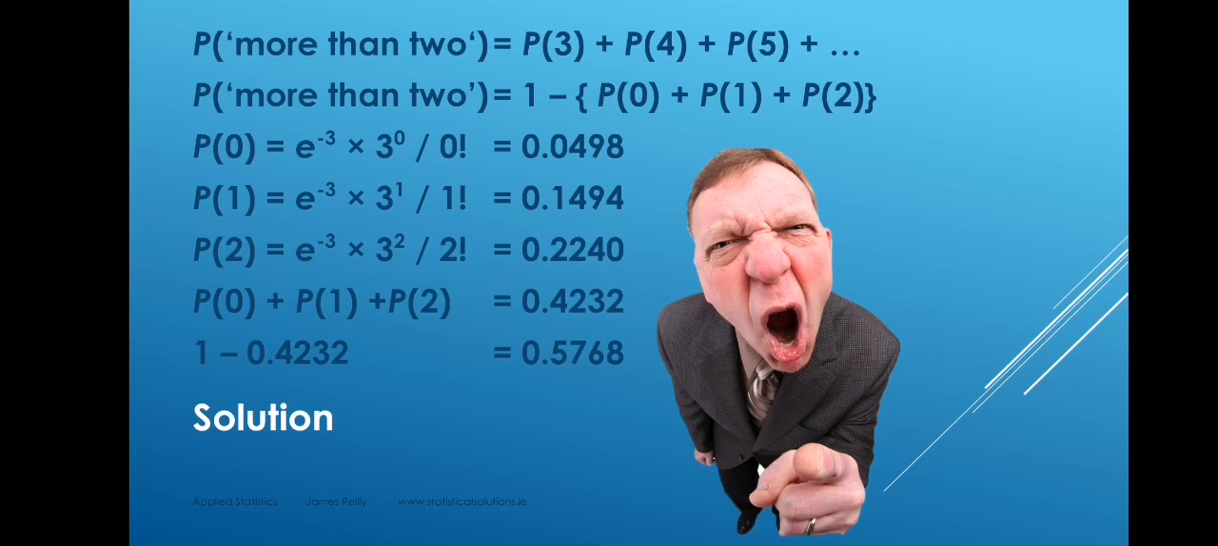If that does not occur, then there will be 1 minus 0.4232, which is 0.5768. That is the answer to the probability that there will be more than 2 complaints on a particular day.